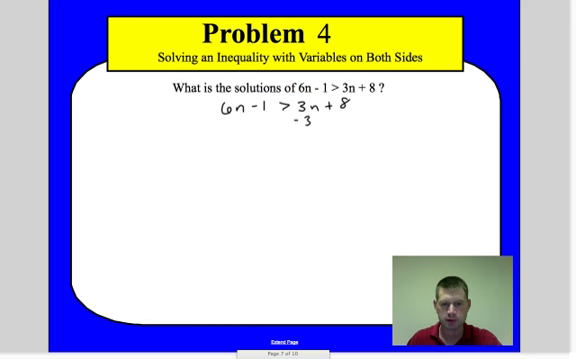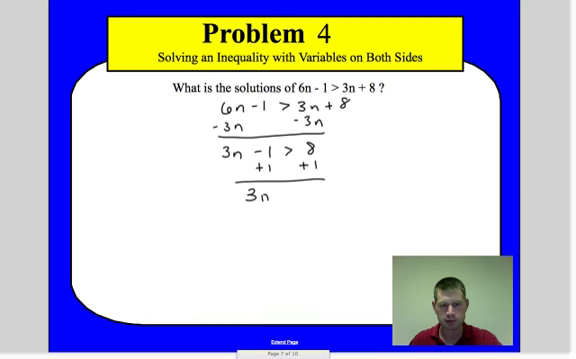So I feel like it's going to be easier for me to subtract 3n. So I'm going to do that first. And again, you know that because this one's larger. Well, now I have 3n minus 1 is still greater than now a positive 8. So I got the variables to one side, now I got to get the constants. So I add 1 to both sides, and I get 3n is greater than 9.